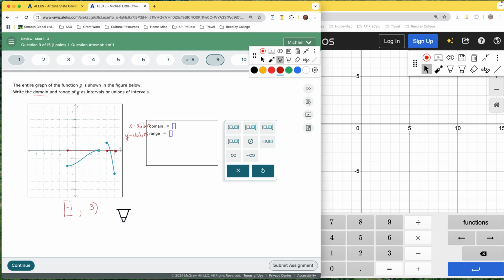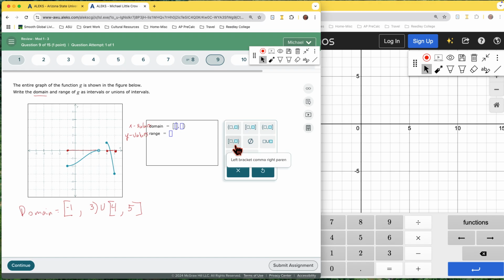And then there's this break here. For that, we use the union. And that just says, okay, we take a break, and then we've got another part of the graph. We're going to go from 4 until 5. 4 is included, and 5 is included, and we go all the way between. So here is our domain in interval notation.